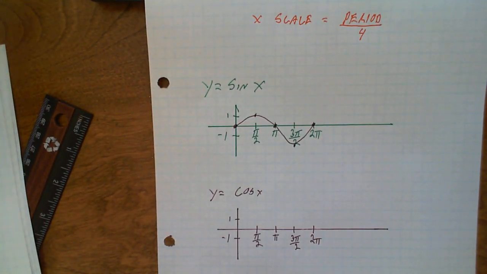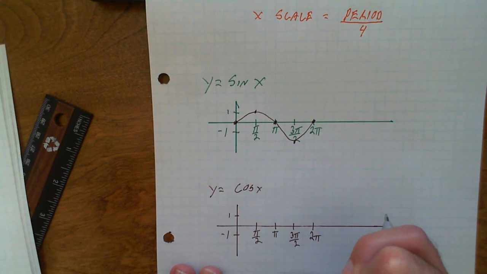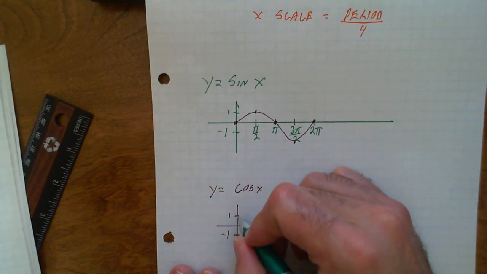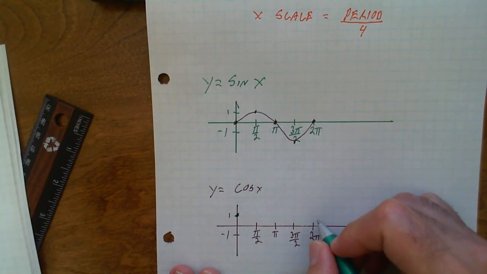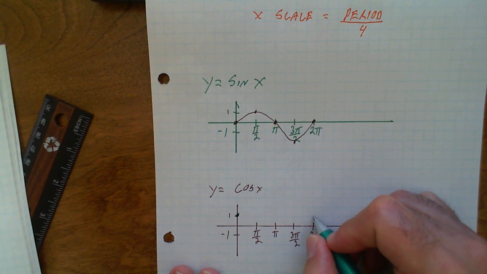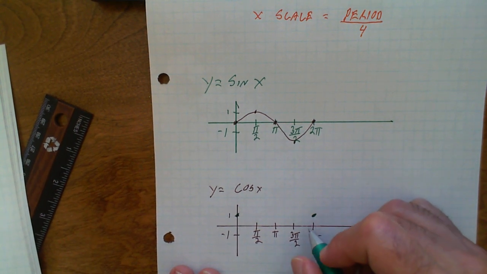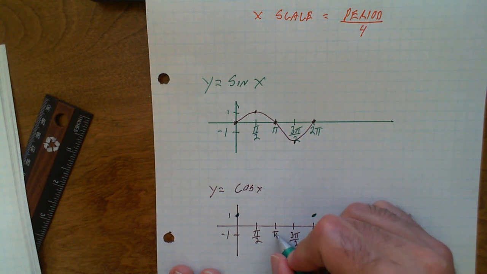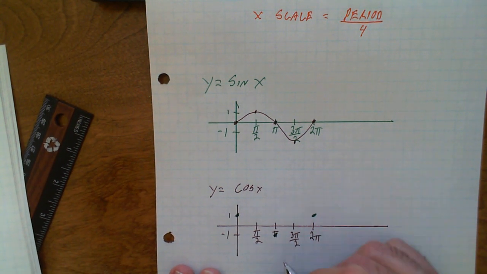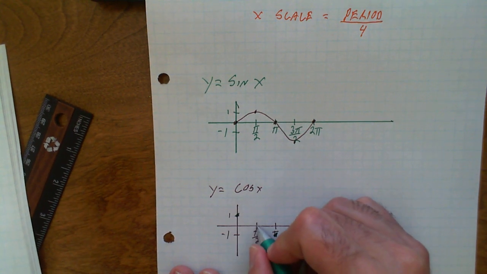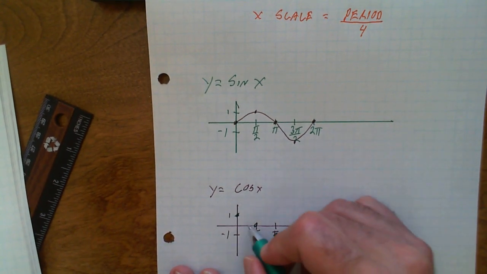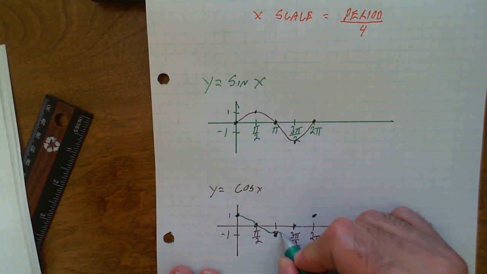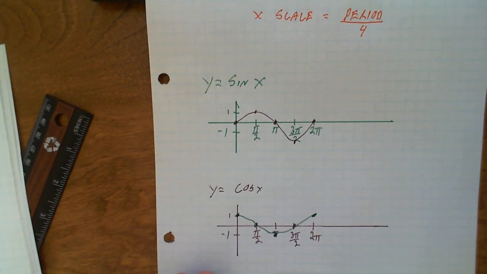Let's graph the first, the last, and the middle. Cosine of 0, the first, we're going to start at 1. The last, which is 2 pi, will also be at 1. The middle, which is pi, will be negative 1. And then the two in between will be 0, and there's 1 period of cosine.